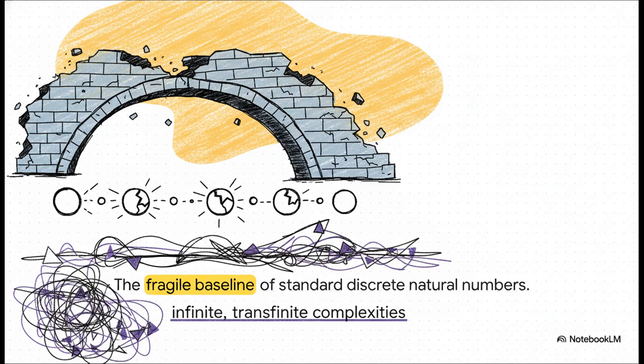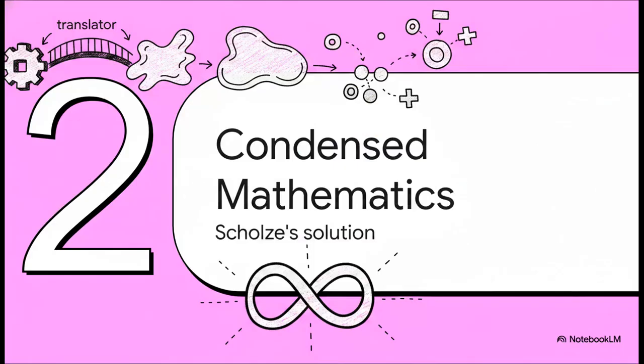The issue is that when you try to stretch discrete, finite rules over infinite, complex spaces, the math just snaps. Relying solely on a finite, discrete baseline, like your standard, everyday natural numbers, leaves the whole mathematical system incredibly fragile. It simply cannot scale up to handle transfinite complexities without catastrophically breaking its own rules. Which brings us to Section 2, enter condensed mathematics.